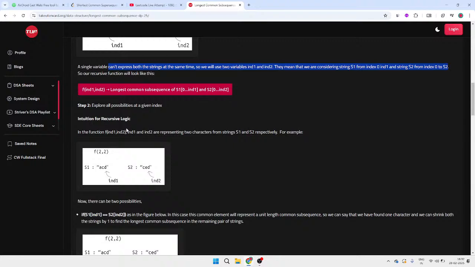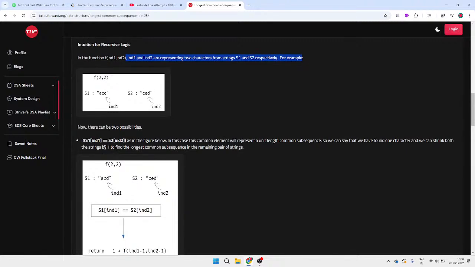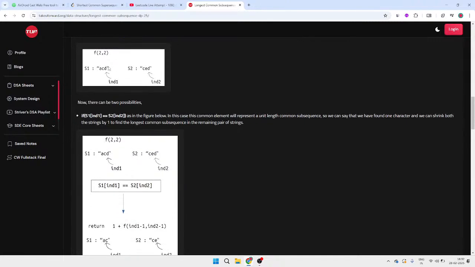Explore all the possibilities in the function f(2,2). There can be two possibilities. If these ending characters are equal, in this case this common element will represent a unit length common subsequence. Yes, this common element will become a unit length.